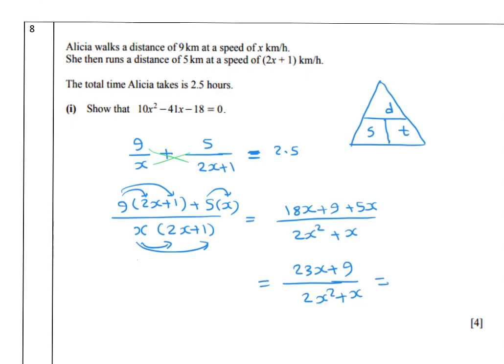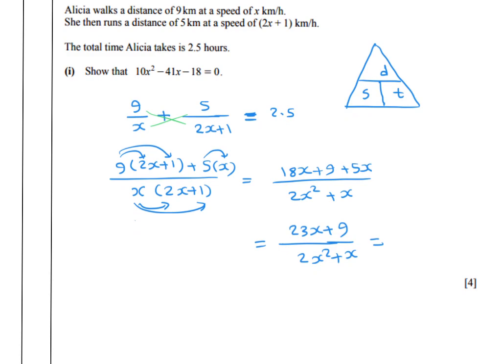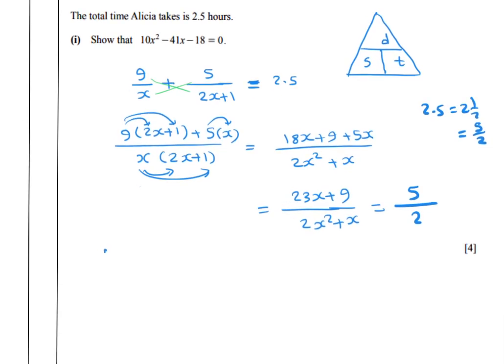This equal 2.5. 2.5 can be written as 5 over 2. But we write a fraction because we need to cross multiply. Now cross multiply. So 2 times 23x plus 9 equals 5 into 2x squared plus x.